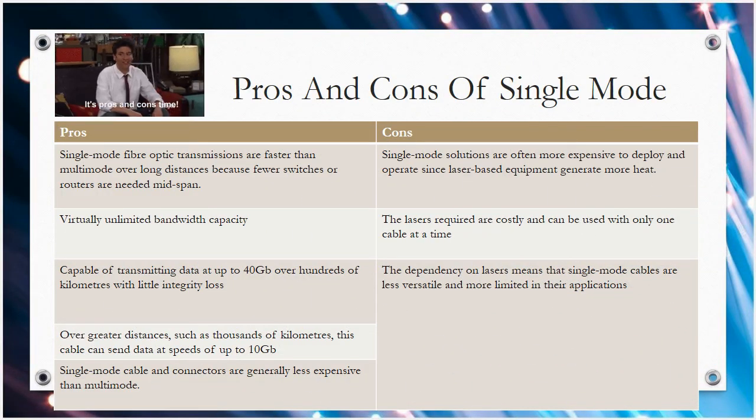There are pros and cons of a single mode. Where the pros is: Number 1, single mode fiber optic transmissions are faster than multi-mode over long distances because fewer switches or routers are needed mid-span. Number 2, virtually unlimited bandwidth capacity. Number 3, capable of transmitting data at up to 40 gigabits over hundreds of kilometers with little integrity loss.